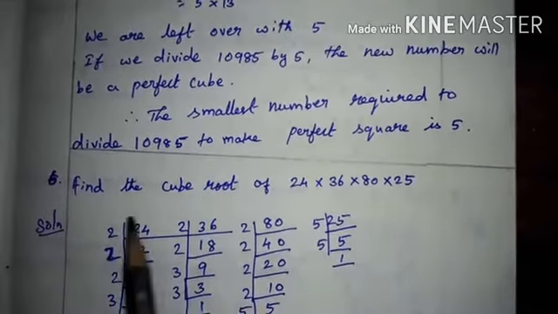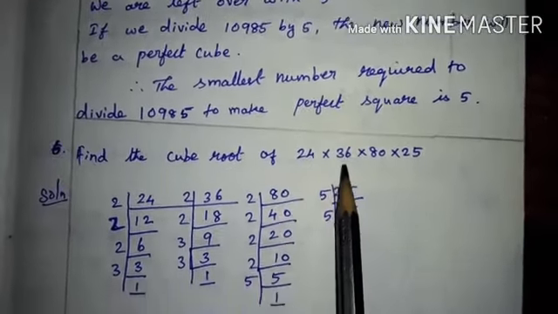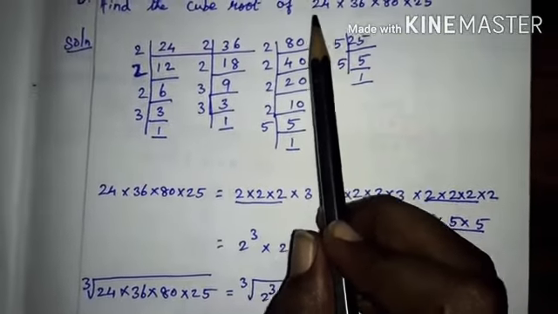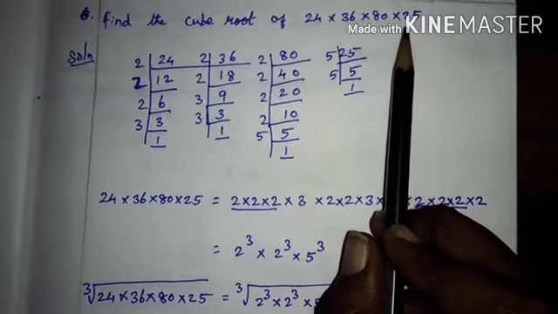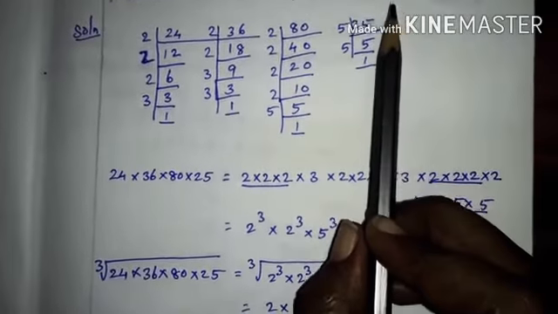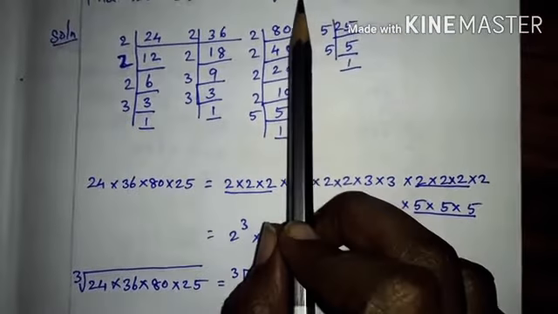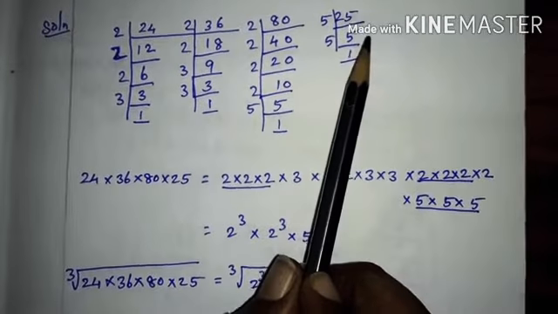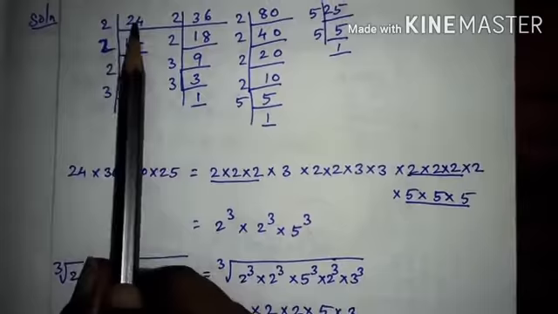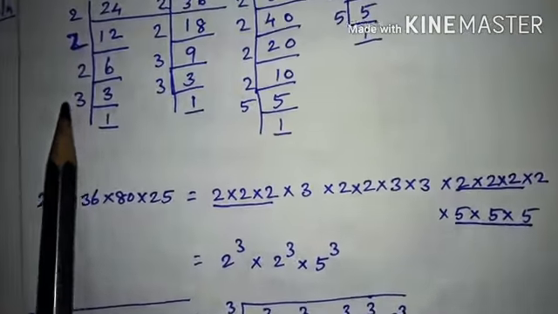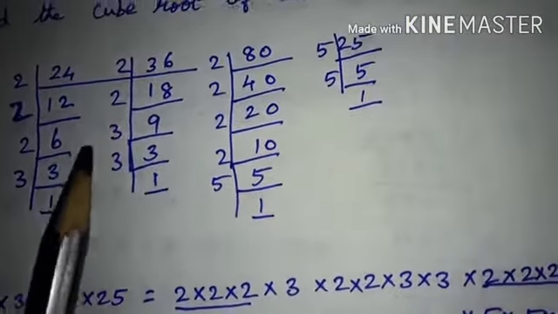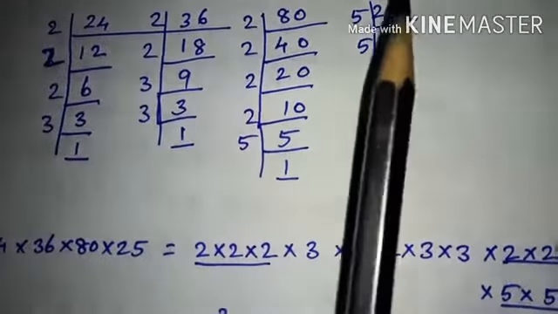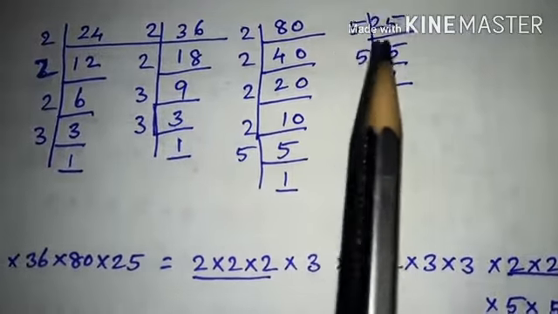Sixth sum, find the cube root of 24 into 36 into 80 into 25. They have given the product of 4 numbers. For that, you have to find the cube root. First, we are going to find the prime factors individually, that is for 24, 36, 80 and 25. The prime factors of 24 are 2 into 2 into 2 into 3. 36 is 2 into 2 into 3 into 3. And for 80, 2 into 2 into 2 into 2 into 5. And for 25, the prime factors are 5 into 5.